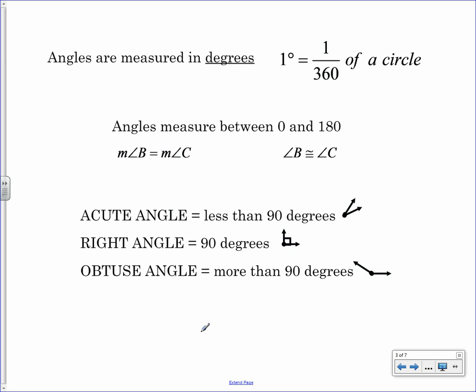Angles are measured in degrees. 1 degree, how many degrees are in a circle? 360. So 1 degree is 1/360th of a circle. That's 1 degree because there's 360 in a circle, right? Angles for now are between 0 and 180. I don't want you to think that's always true. They can be more than that technically, but we'll get there someday, not today.